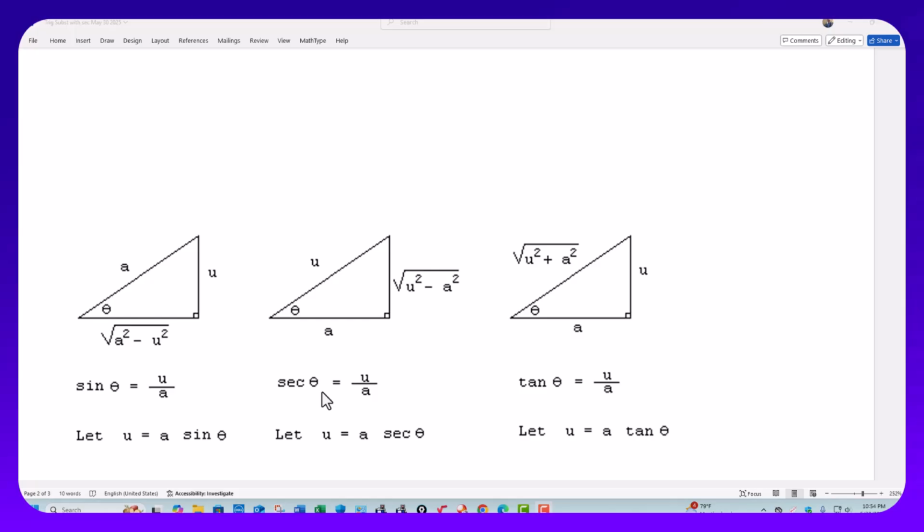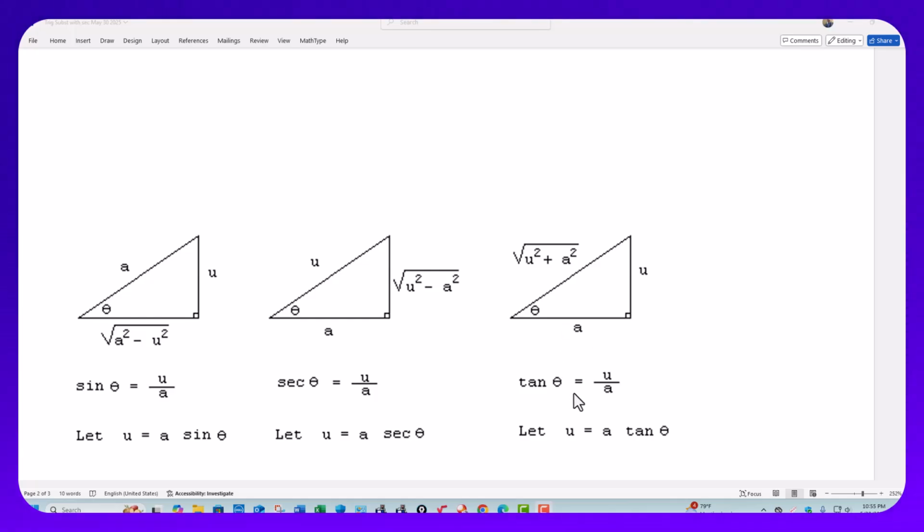And the one we're going to use in this substitution involves the secant. So secant of theta will equal u over a, where u could be a function of x, or it could just be plain old x. So secant is hypotenuse over adjacent, u over a, and you can see that the hypotenuse would be length u, the adjacent side would be a, and the opposite side would be the square root of u squared minus a squared. And there's one involving tangent.